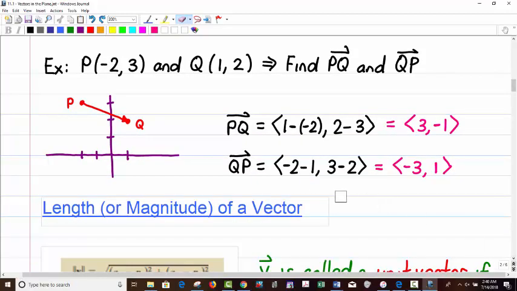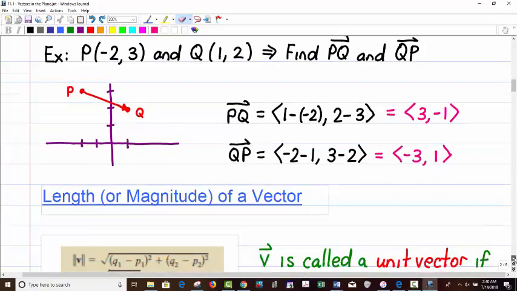Now QP, you'd reverse them. So Q to P means P is the terminal point. So you take -2 minus 1, which is -3. And you take 3 minus 2, which is 1. Now notice that from PQ to QP, these just have opposite signs. That was not a coincidence. In fact, we'll probably see that defined coming up shortly.